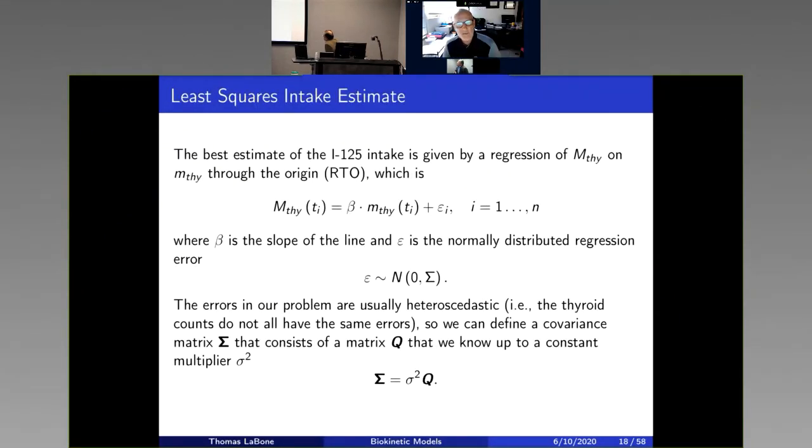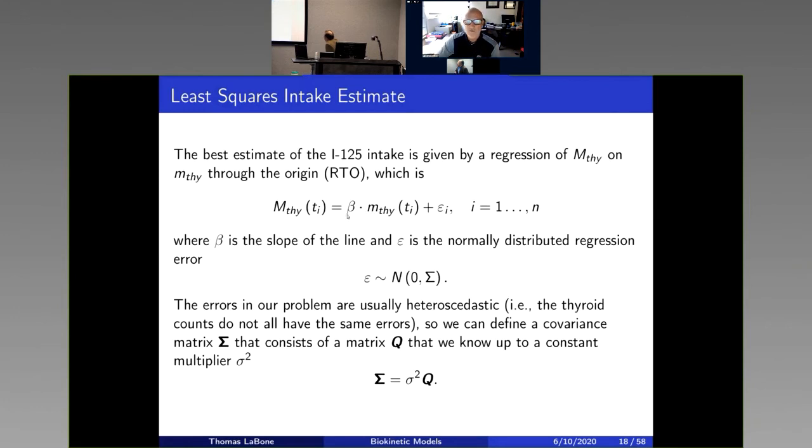And we're going to talk about the least squares intake. If you were to tally up all of the people doing internal dosimetry in the world at any particular time, I think the vast majority of them are going to be using this technique or some variant of it to estimate intakes and determine compliance. Given that data, the best estimate of the iodine 125 intake is you make a regression of the bioassay data, big M, on the IRFs, little m, through the origin. So it has to go through 0. In this regression equation, there is no intercept.